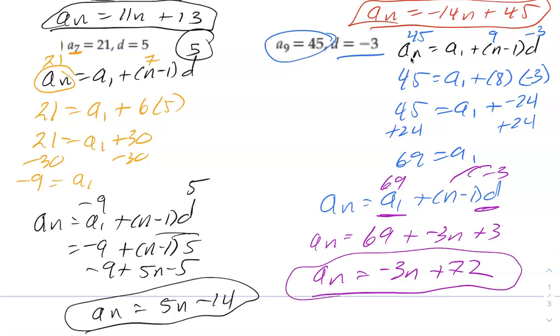And there we go. So it's always the same thing. Look at what you have. If you're missing a1, go back, plug in what you do have. So I plug in 9 equals 45. Simplify all the way down, get your answer.